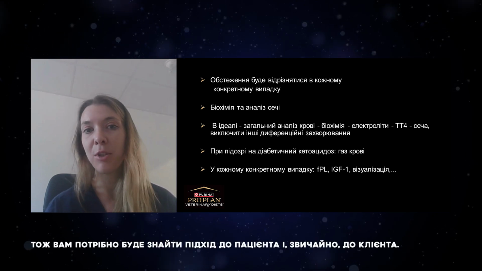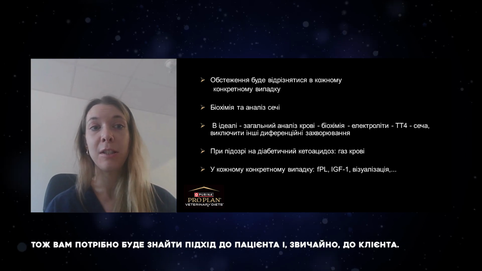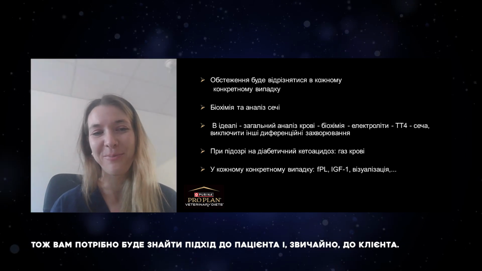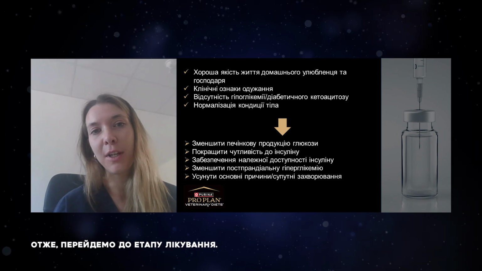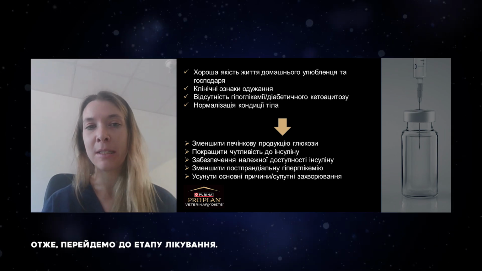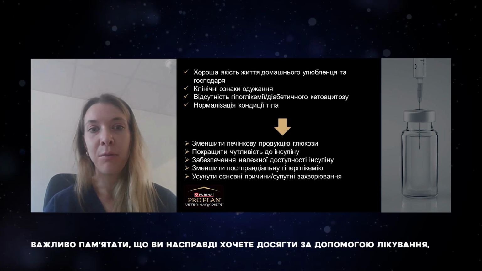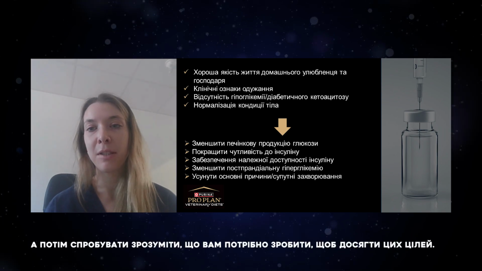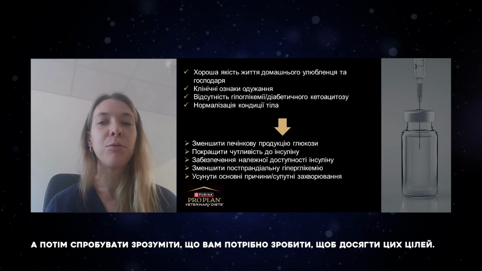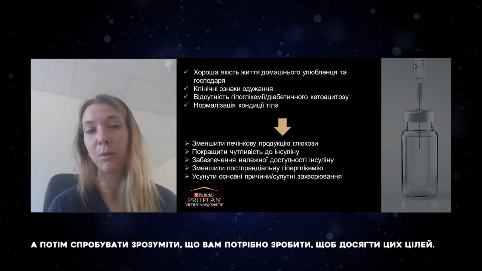So you will need to adapt a little bit to the patient and to the client, of course. So let's move on to the part of the treatment. So it's important to remember what you actually want to achieve with the treatment, and then to try to understand what you need to do to manage to meet those goals.